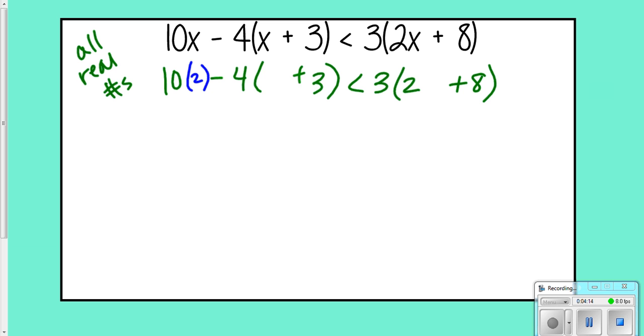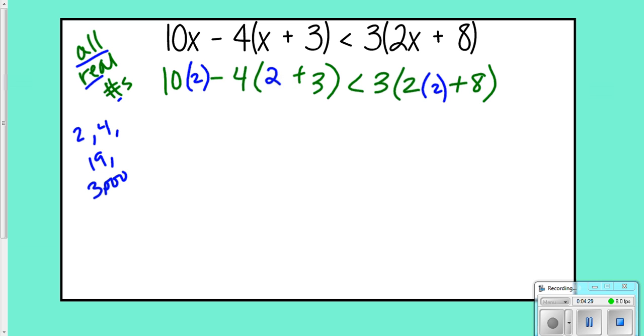Where did I get 2 from? I literally just picked it because it's an easy number to work with. You could plug in a 3, you could plug in a 4. That's the point of it being all the numbers, right? You could plug in 2, 4, 19, 3,000. Any number you want should work when you plug it in.